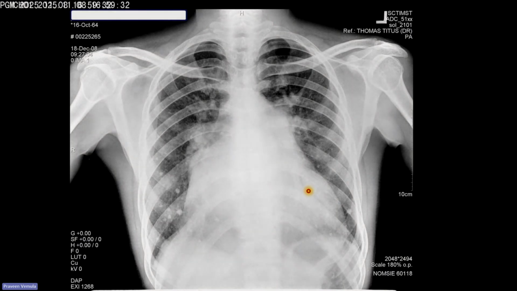Position is okay. Then exposure, bony cage looks normal. Then cardiomegaly is there. So which chambers are enlarged? RA is enlarged. LA is enlarged. Pulmonary arteries are enlarged. Both we can do.